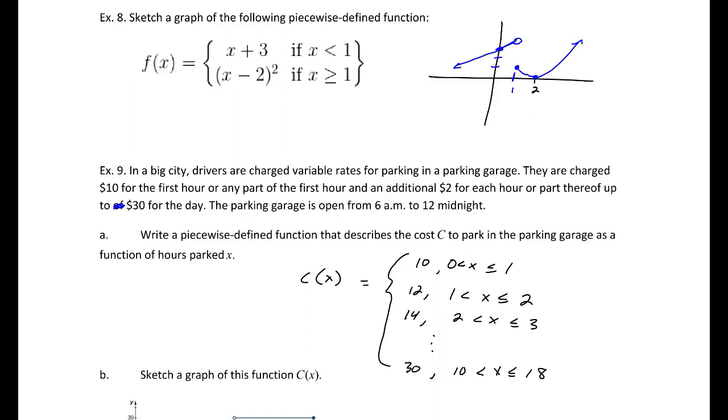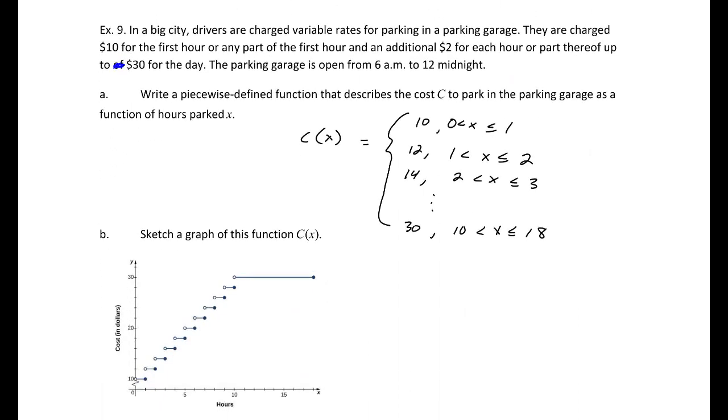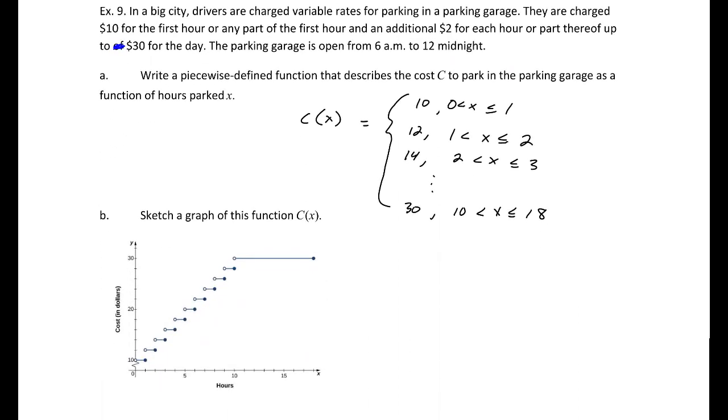So the graph of this function is going to have a lot of holes in it, and here it is. It is $10 between 0 and 1, up to, and including 1, and then it's $12 between 1 and 2, 14, etc. It jumps by 2 each time. This graph is very discontinuous, if you notice. There are lots of places it is not connected.